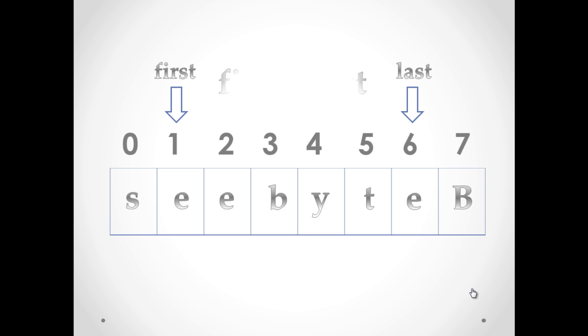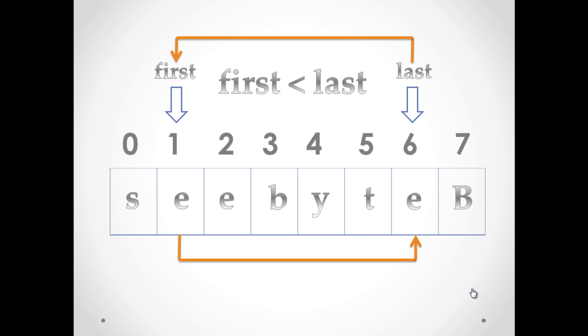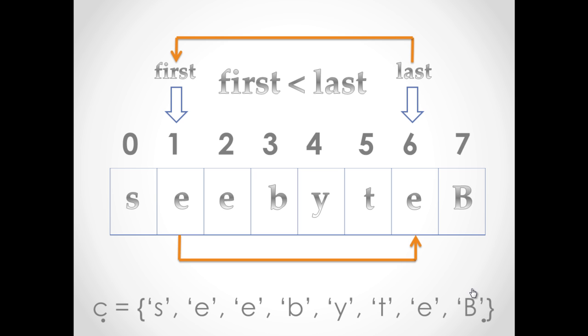Again the condition becomes true, which is first is less than last. And again we will swap the two characters, that is first index with the sixth index and the sixth index with the first index. Again we have modified the character array. Again we will increment the first and decrement the last.